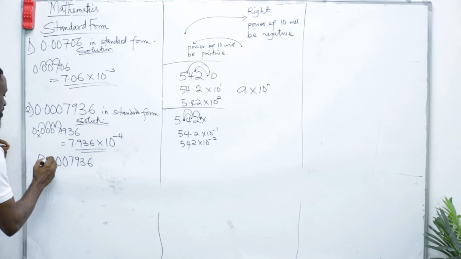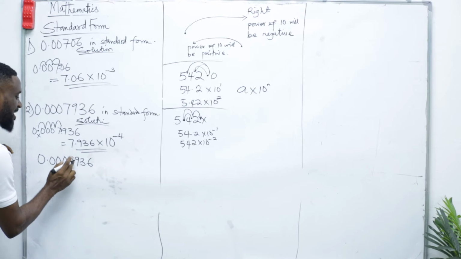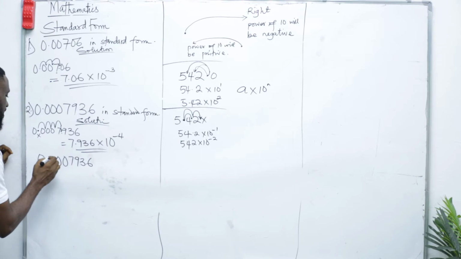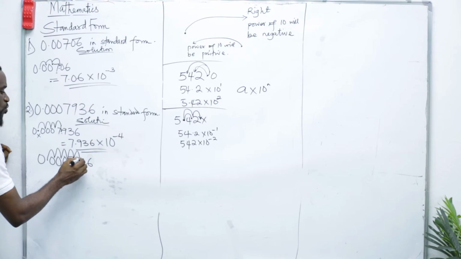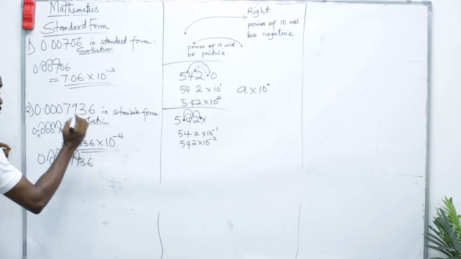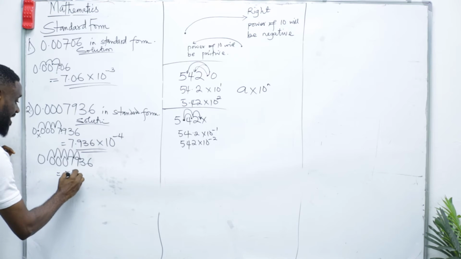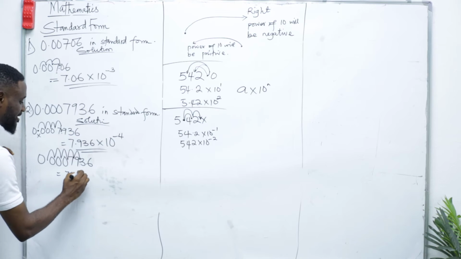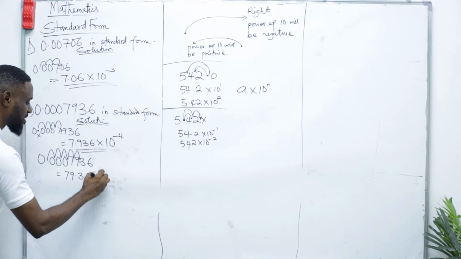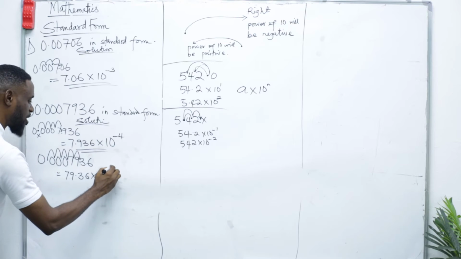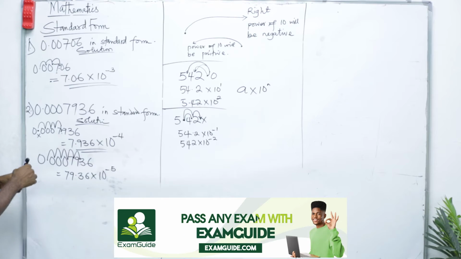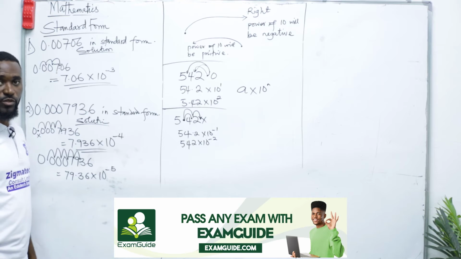You can decide to say, instead of stopping here, it stops at where we have 9 and 3. So this moves 1, 2, 3, 4, 5. Can you see that? So we decided to stop at 5. That is here. So this will be 79.36 times 10 raised to power what now? It went 1, 2, 3, 4, 5. So this will now be 10 raised to power minus 5. Do you understand me? Do you get that?